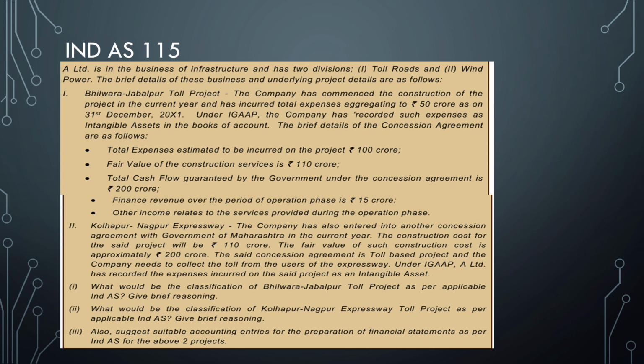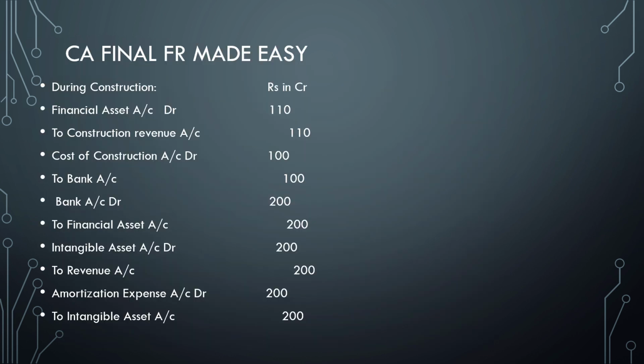I'll be quickly discussing the journal entry for the same. During the construction phase, it's financial asset account debit 110 crore. Be very careful: what many candidates do is write 100, 100, 200, etc., but they miss mentioning the rupees in crores. That is very important. You might lose marks because if you don't write rupees in crore, it might prove costly.